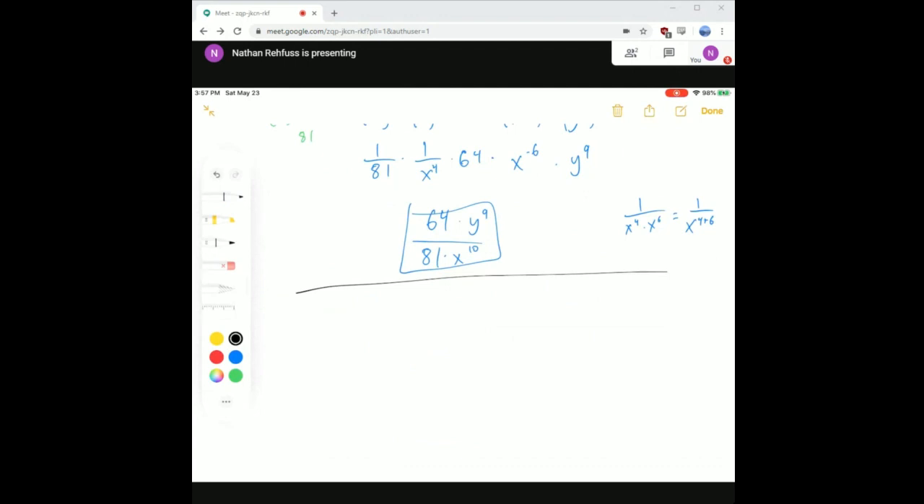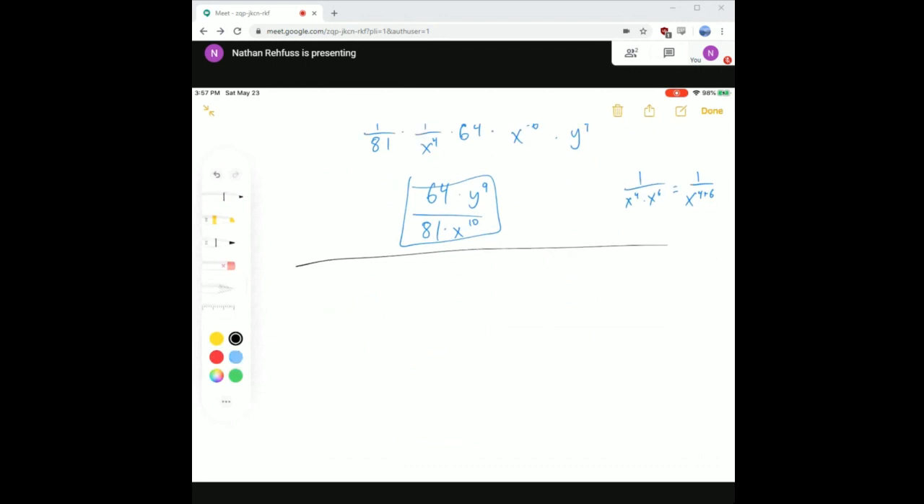Okay, here's a big one. Let's say my problem was all of this is going to be to the power of negative 2. On the inside, I have a fraction. 14a squared b to the 7th divided by 2a to the 5th b.